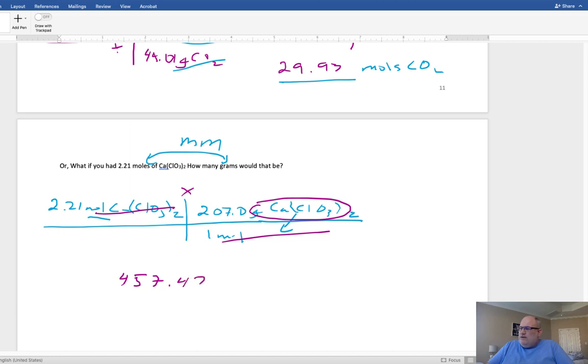And we're going to get 457.47. Now, in this problem, I started off with only 3 significant figures, so that means I'm going to have to cut off my significant figures right here. So my answer is going to end up being 457 grams of Ca(ClO3)2.